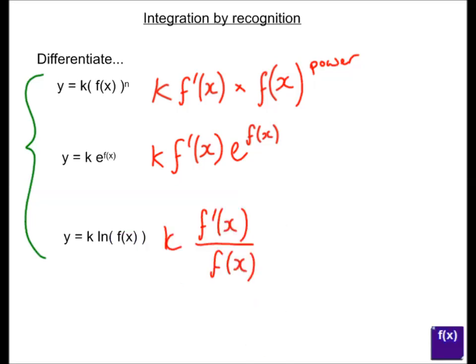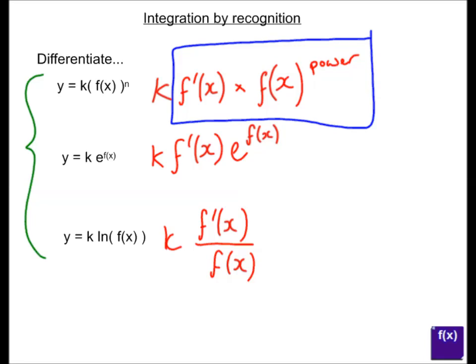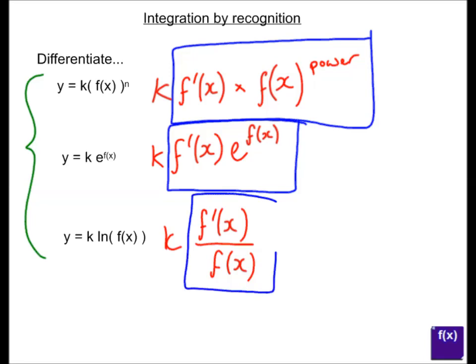So these are the three things which we're looking to spot. We're looking to spot f dash of x times f of x to a power. We're looking for f dash of x times e to the power f of x. And we're looking for f dash of x over f of x. And these can all be out by a constant. We've got k in front of all of them. So let's have a look at how this helps us with our integration.